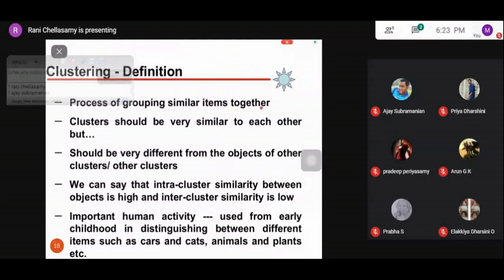That process is called clustering. The items should be very similar to each other so that they can form a cluster, and the other cluster will have different or dissimilar objects grouped to form another cluster.